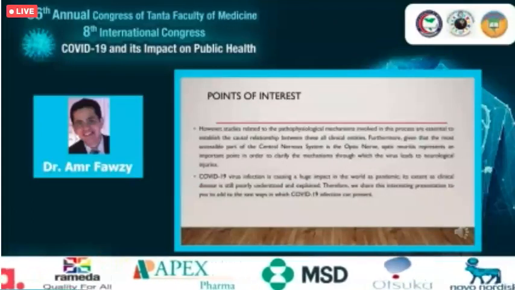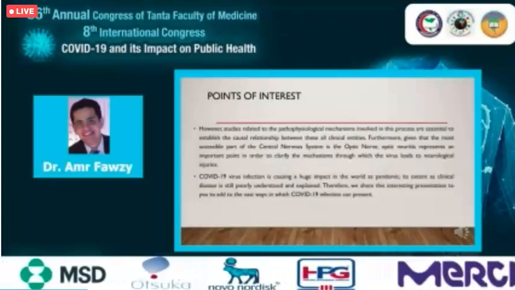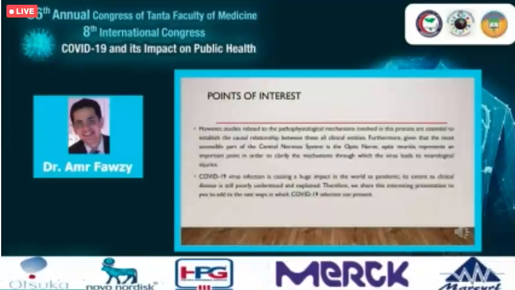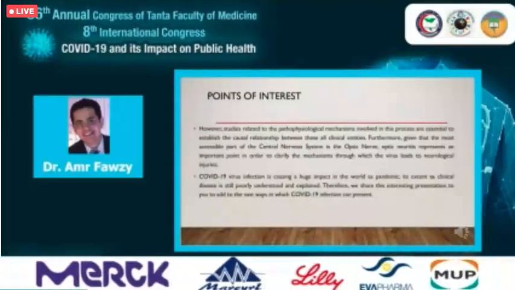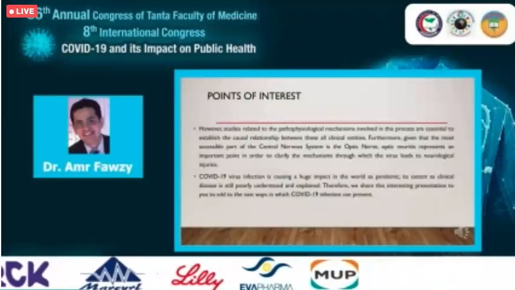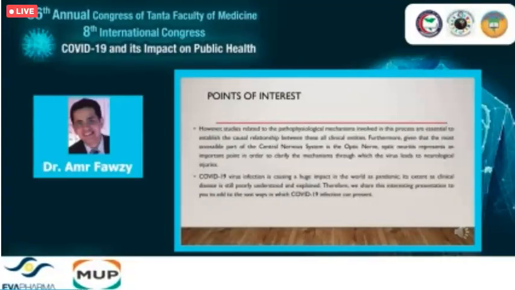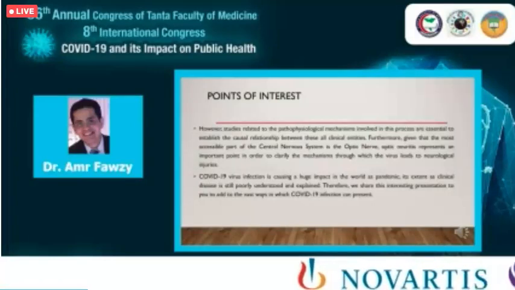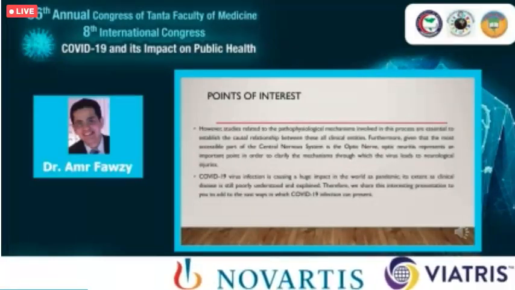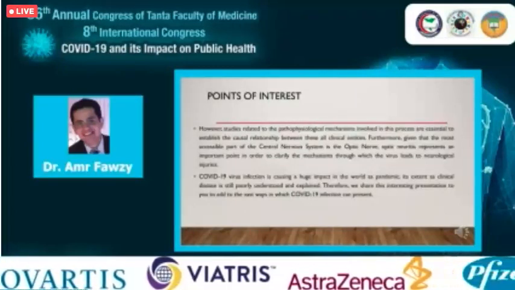So what are the points of interest? Studies related to the pathophysiological mechanisms involved in this process are essential to establish the causal relationship between all these clinical entities. Furthermore, given that the most accessible part of the central nervous system is the optic nerve, optic neuritis represents an important point in order to clarify the mechanisms through which the virus leads to neurological injuries.